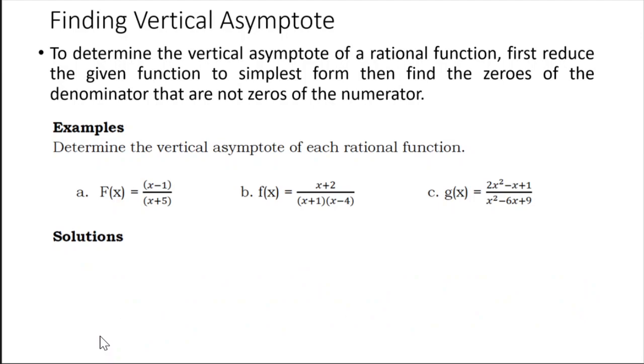Then for problem C, j of x is equal to 2x squared minus x plus 1 all over x squared minus 6x plus 9.